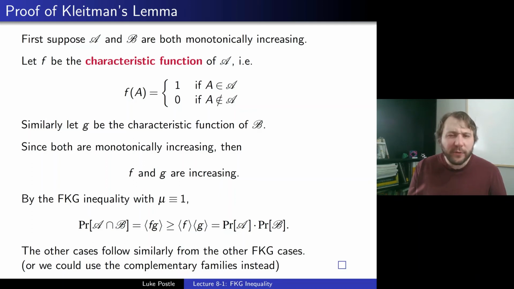And you could also use a different tactic. You could derive both from monotonic increasing, because you could look at the complementary families, which would then be monotonically, if they're decreasing, the complementary ones are increasing, and you could derive it with a little arithmetic. So that's the proof of Kleitman's lemma.